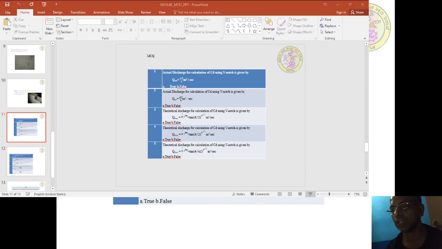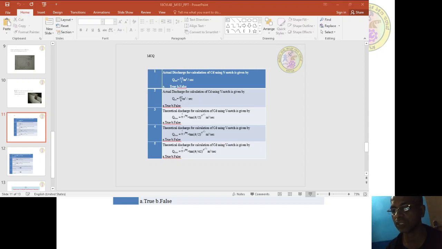Third: the theoretical discharge for calculation of coefficient of discharge using the V-notch is given by the formula Q theoretical equal to 8 by 15 root 2g tan theta by 2 H whole to the power 5 by 2 meter cube per second. This is a correct formula, therefore the answer is A. Fourth question: theoretical discharge is given by 7 by 15. It should be 8 by 15, therefore it is B, false.